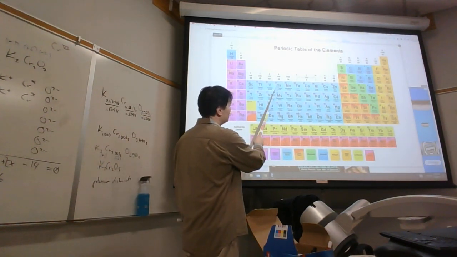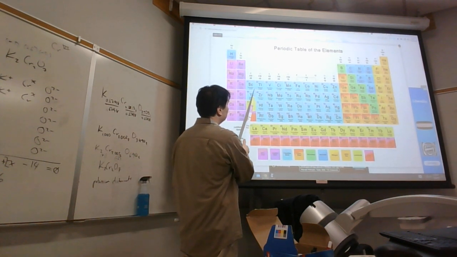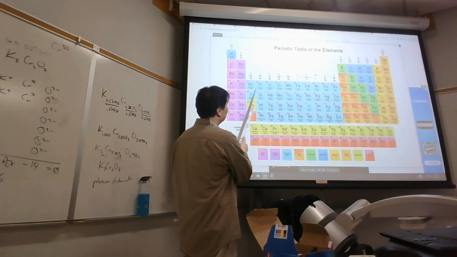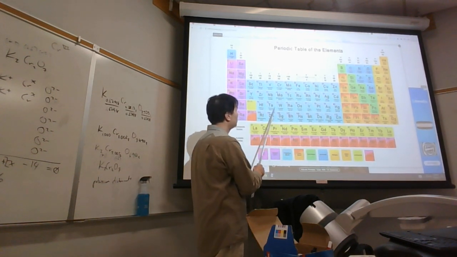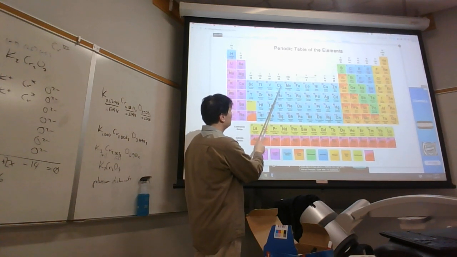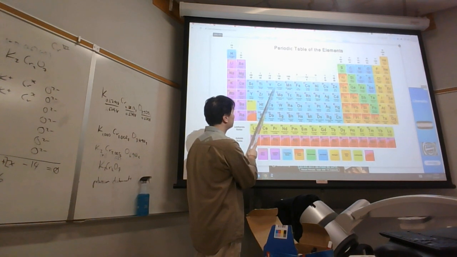What about manganese? What's the max? Plus 7. And titanium? Plus 4. Now the transition elements can have variable charge. So for example, chromium can have plus 1, plus 2, plus 3, plus 4, plus 5, plus 6.